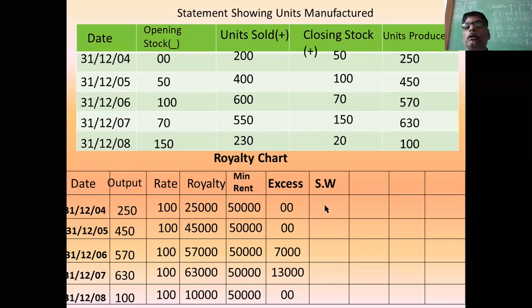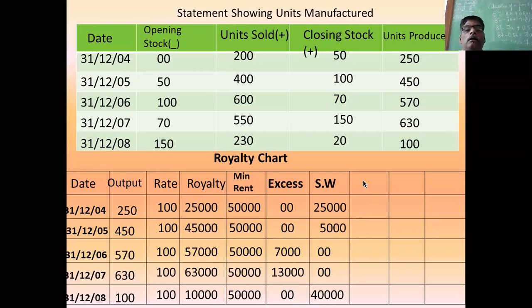The next is short working. The short working is equal to minimum rent minus royalty. First year 20,000, 25,000 difference. Second year 5,000. Third year nil. Fourth year nil. Fifth year 40,000 is the difference. 40,000 is the short working.